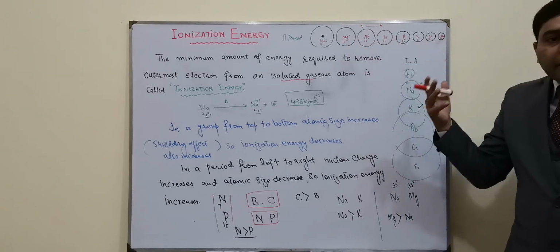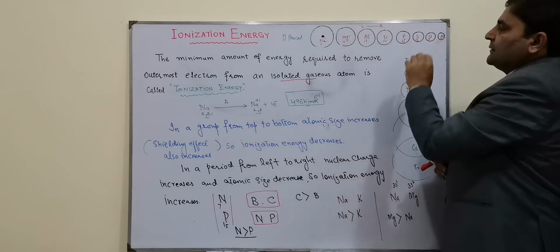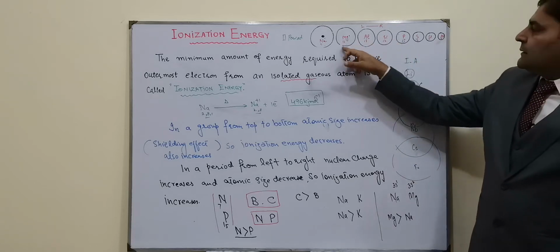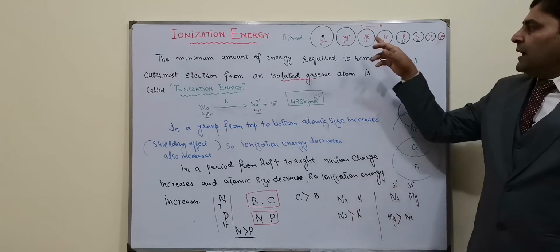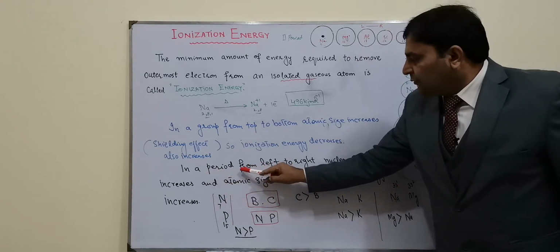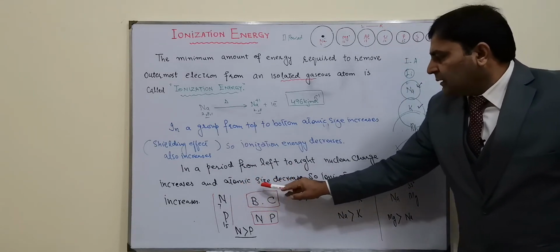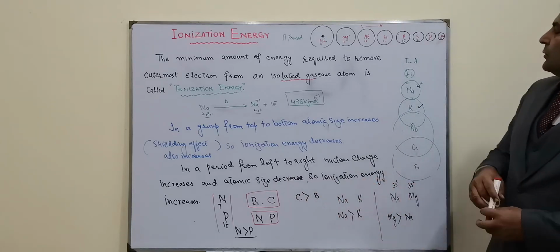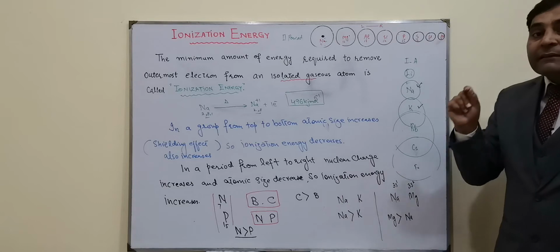As the number of protons increases in the same shell, the nucleus size decreases, it contracts by the increase of protons. When the size decreases, the force of attraction between the nucleus and valence shell electron increases. As a result, ionization energy increases. You will see here in a period from left to right, nuclear charge increases and atomic size decreases, so ionization energy increases. As atomic size decreases, removal of an electron becomes difficult, so ionization energy increases in a period.